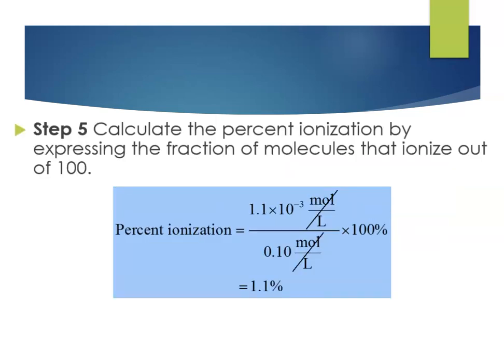To find the percent ionization, we must divide the concentration of hydronium ions by the initial concentration of the acid.